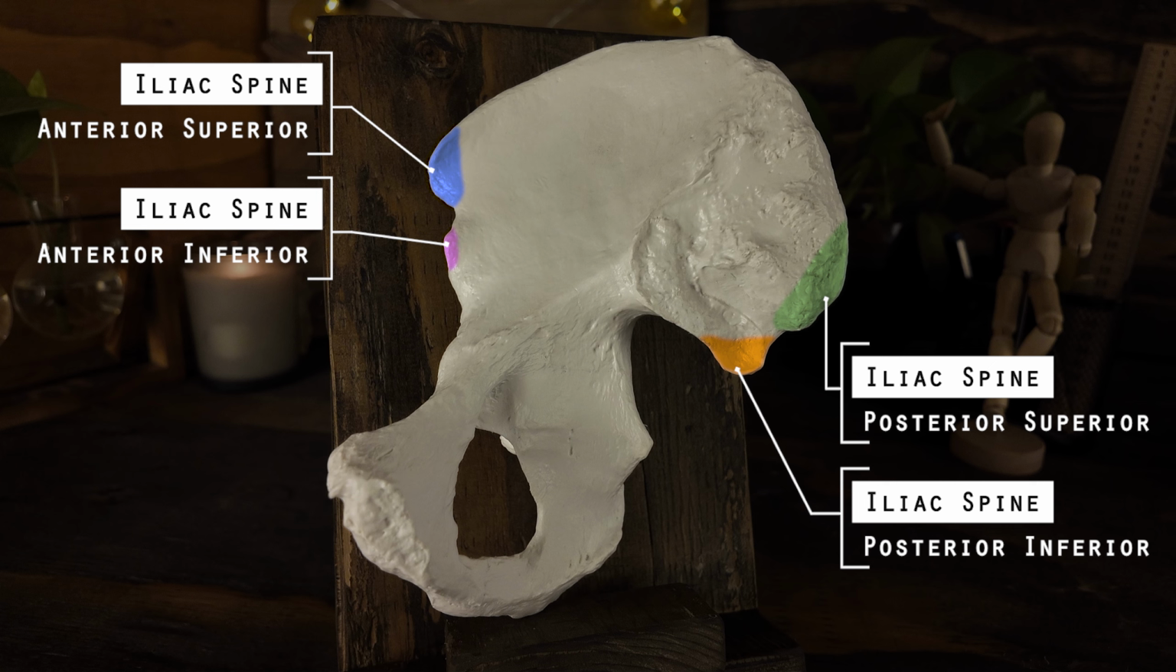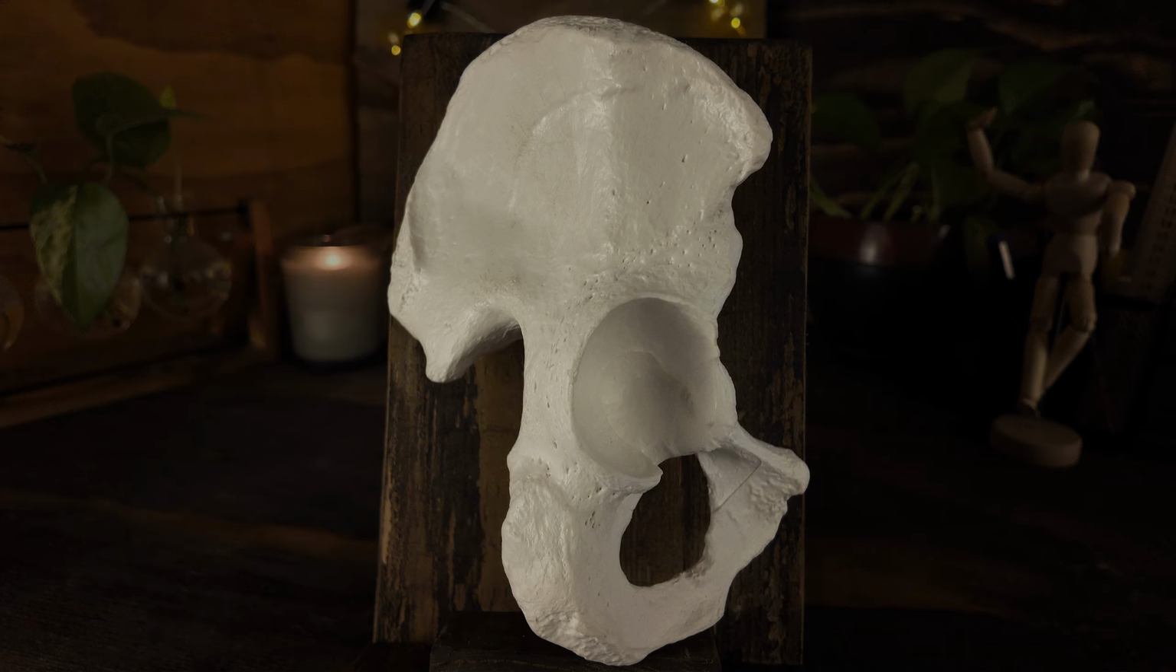Awesome, so we have two more structures that we need to cover, and they can only be found from the lateral side of the coxal bone.